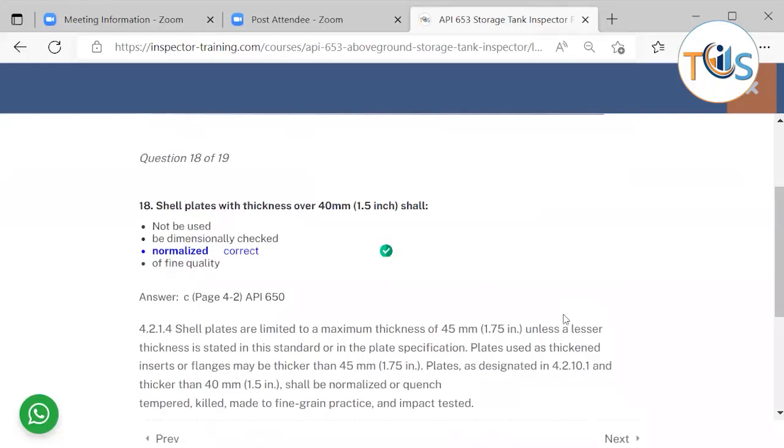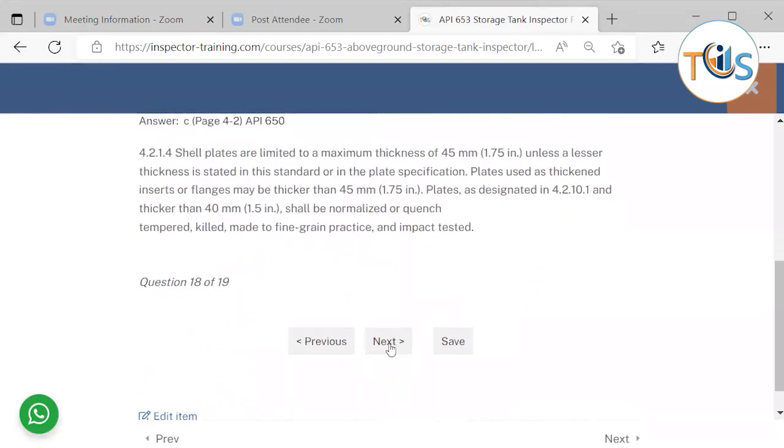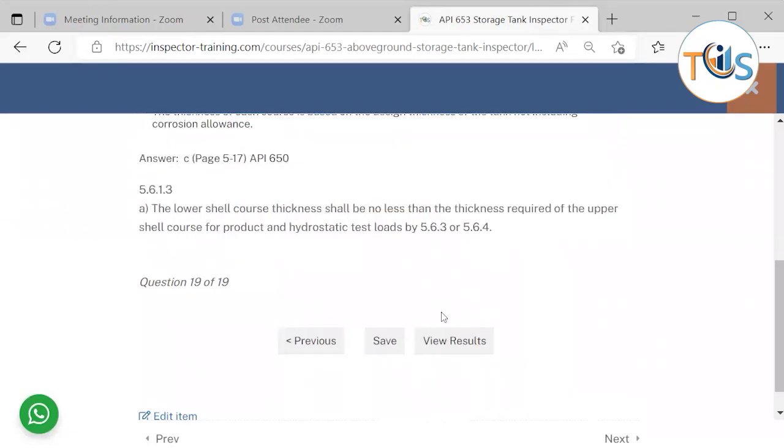Shell plates with a thickness over 40 millimeters shall be normalized. Over 45 millimeters is not allowed, and over 40 millimeters should be normalized, quenched and tempered, fine grained and killed, to prevent any brittle fracture.